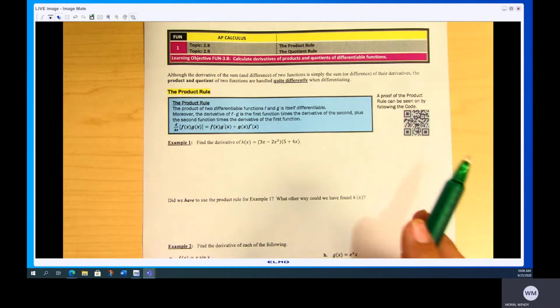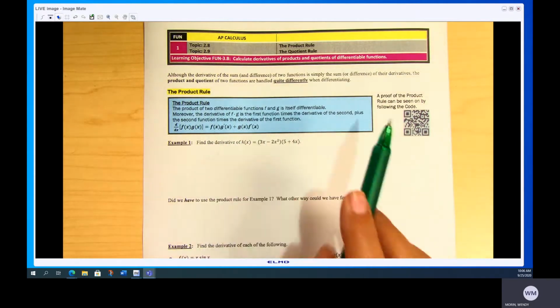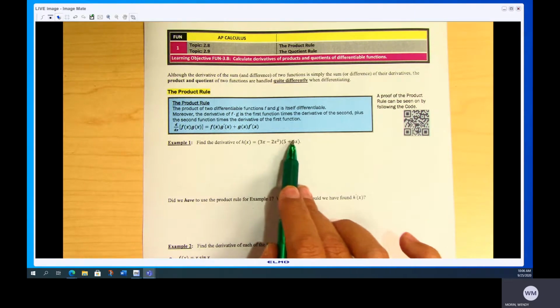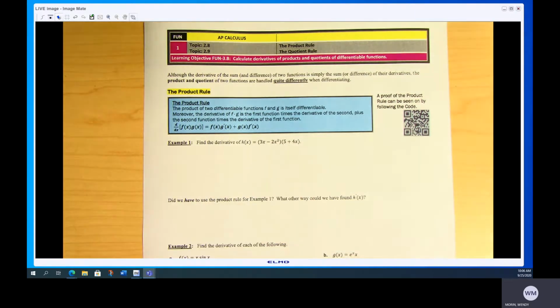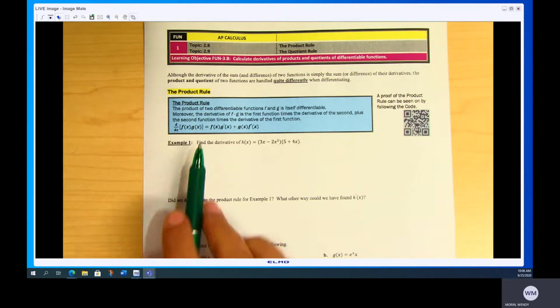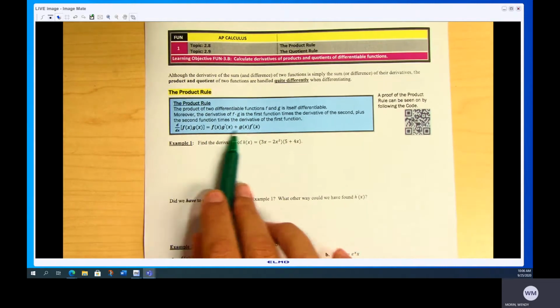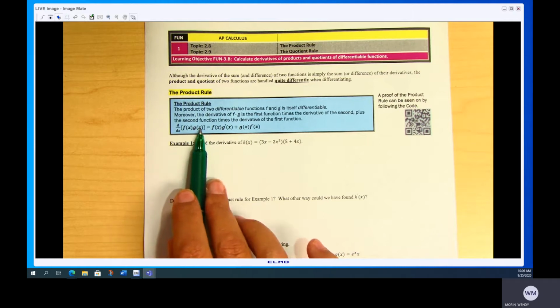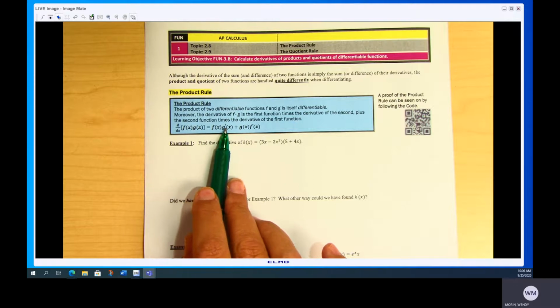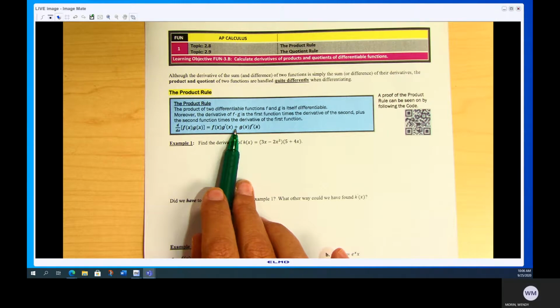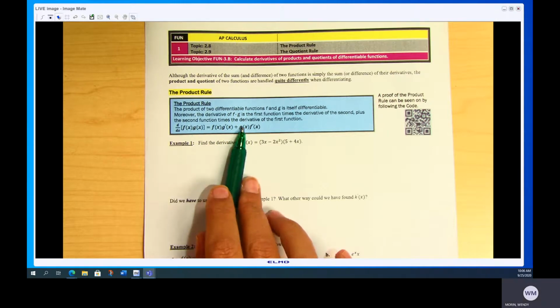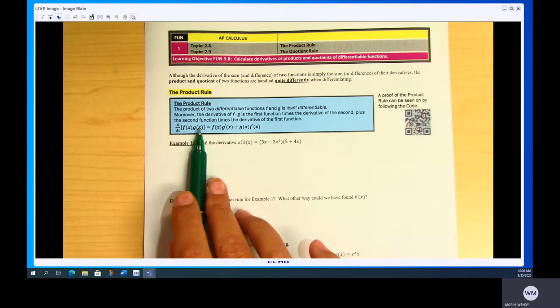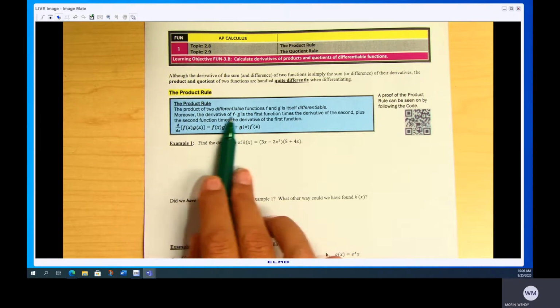It says the product of two differentiable functions. So if this function and this function are both differentiable, then the product itself is differentiable. This is the product rule right here. Basically what this says is if you have a first function times a second function, the product rule to memorize is the first times the derivative of the second plus the second function times the derivative of the first. So I wrote that up here for you.